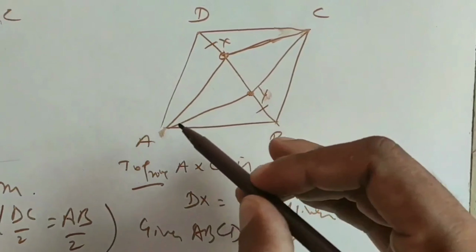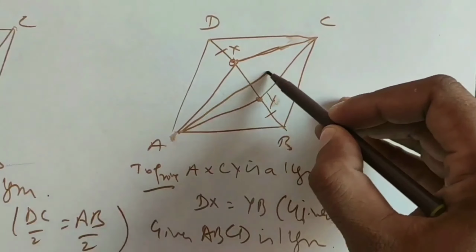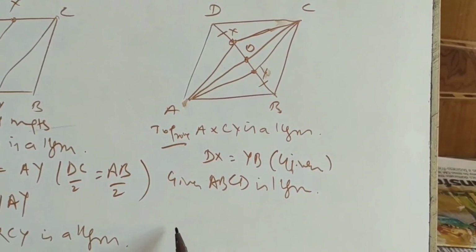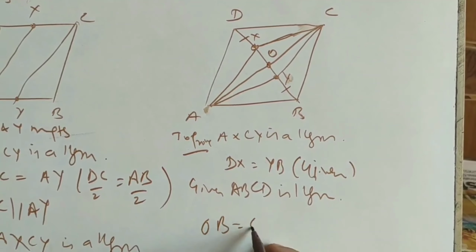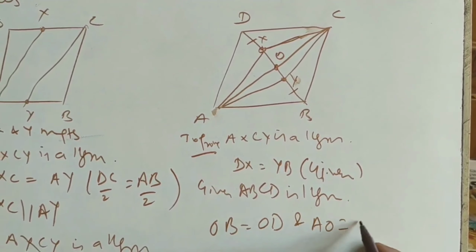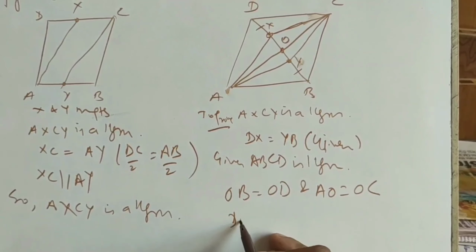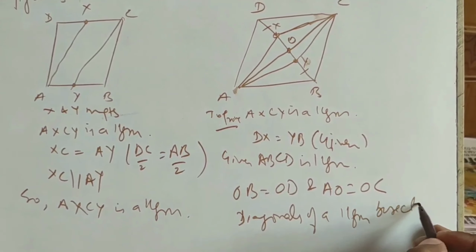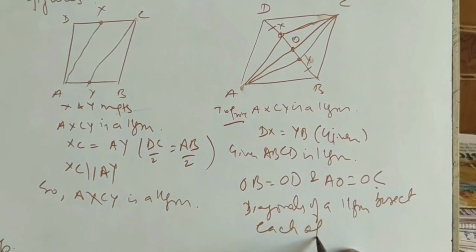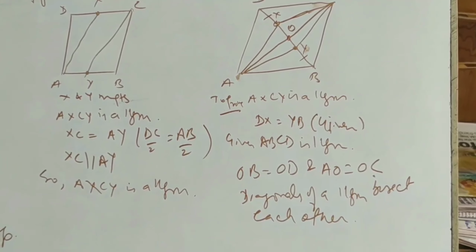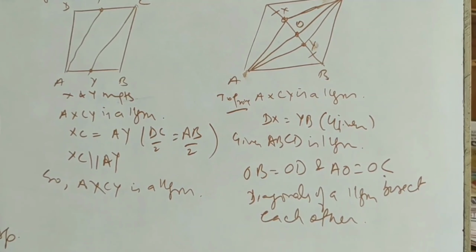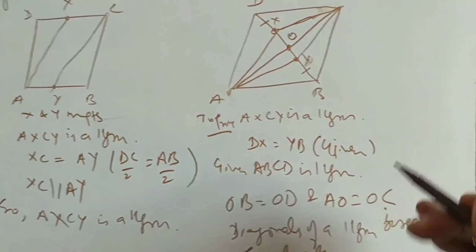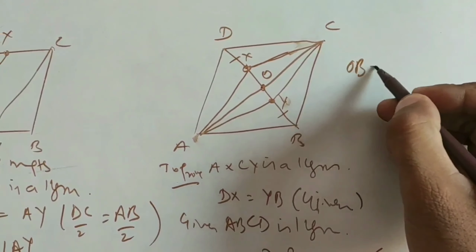So if I join point A to point C, and suppose this point is O, clearly we know that OB is equal to OD and AO is equal to OC. Why? Because diagonals of a parallelogram bisect each other. So OD is equal to OB and AO is equal to OC. Now I am writing here OB is equal to OD.